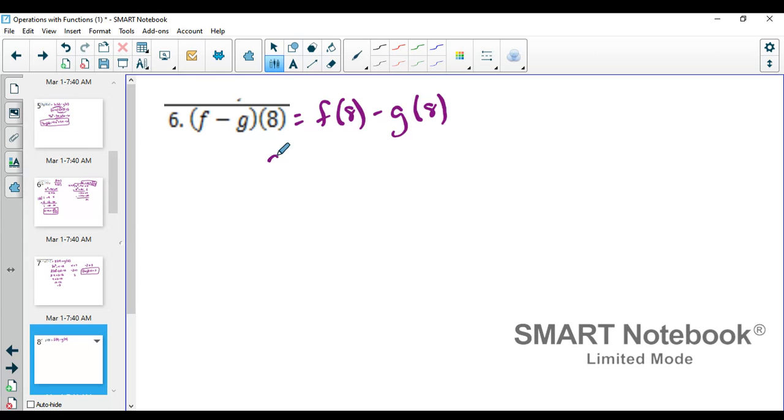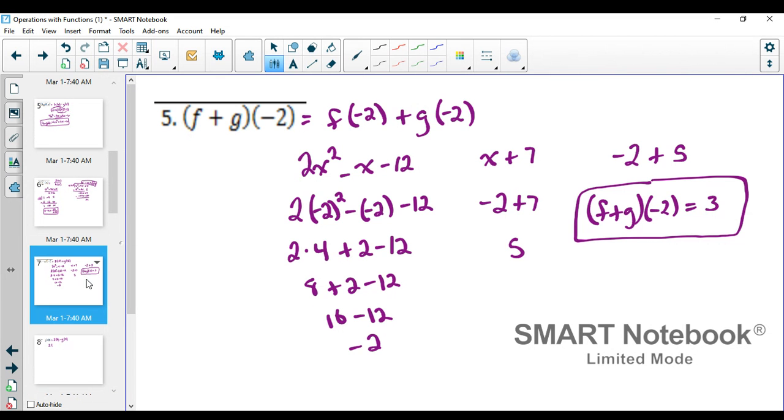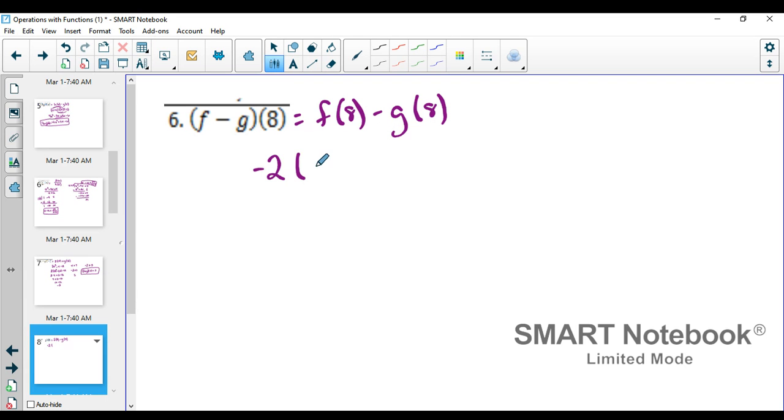So we have 2 times... it's a -2. I did not see the -2 in the last one, so just stick with this work and we'll correct the -2 here. So we have -2 times 8 squared minus 8 minus 12, we'll ignore that minus sign for now. And then let's just plug 8 in for g of x, which is 8 plus 7.